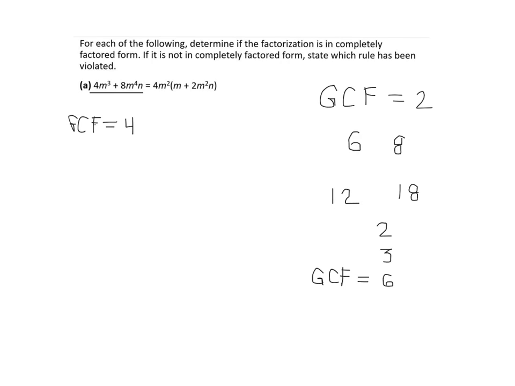Then we notice that each of them has an m. Well, the first term has an m to the 3rd power. The second term has an m to the 4th power. The greatest common factor will be the smallest exponent on their common variables. So in this case, the smallest exponent on their common variable, m, is m cubed. That's why the greatest common factor here would be 4m cubed. Notice n is not a part of the greatest common factor because the first term doesn't have an n, but the second term does. And so they have to have it in common in order for it to be a part of the greatest common factor.